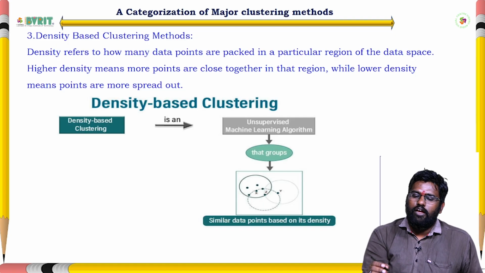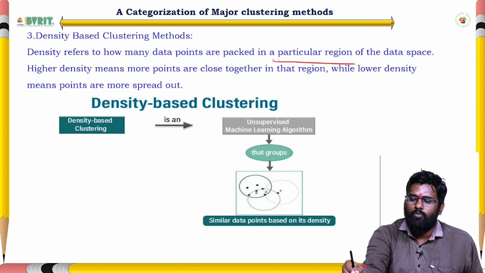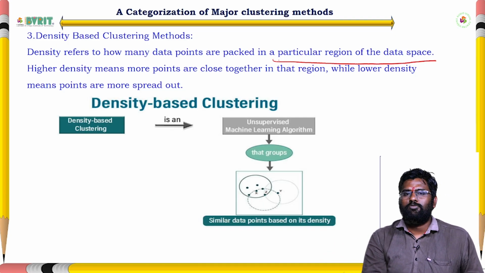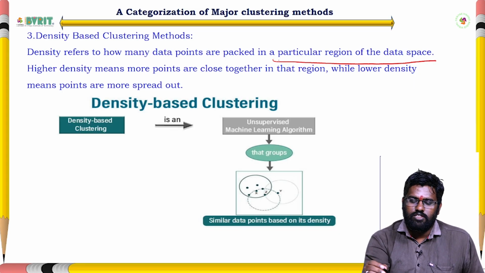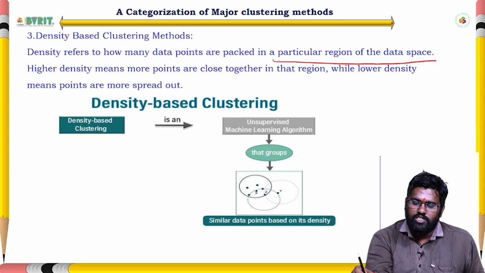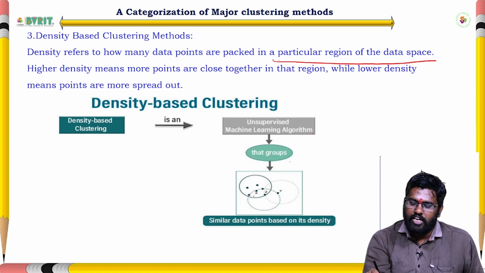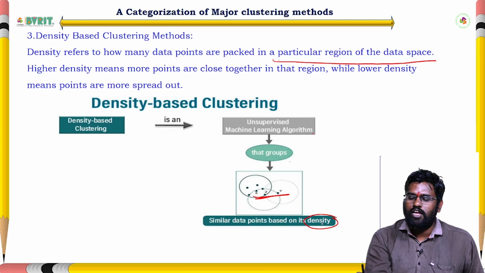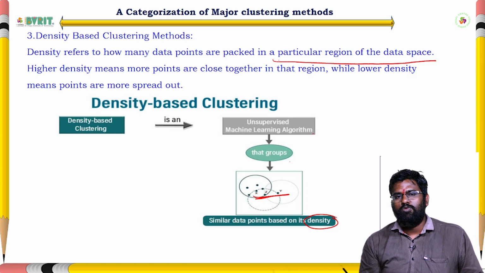It is used to find out the number of points in a particular region of the data space. Region of the data space means, for example, within that boundary. It is an unsupervised learning algorithm. It groups similar clusters into groups based on the density value. Whatever the density value is, based on that we are framing our individual clusters.